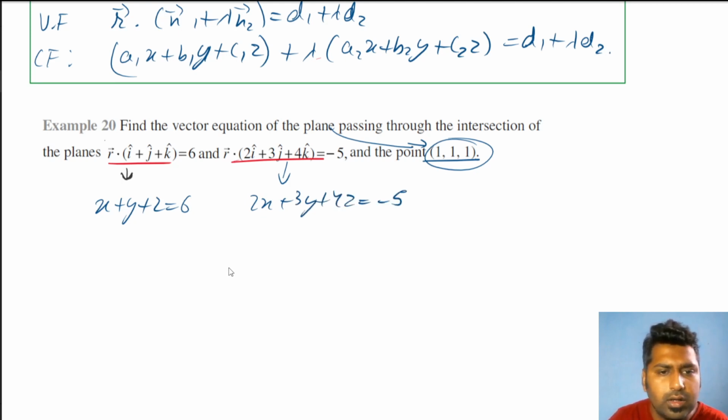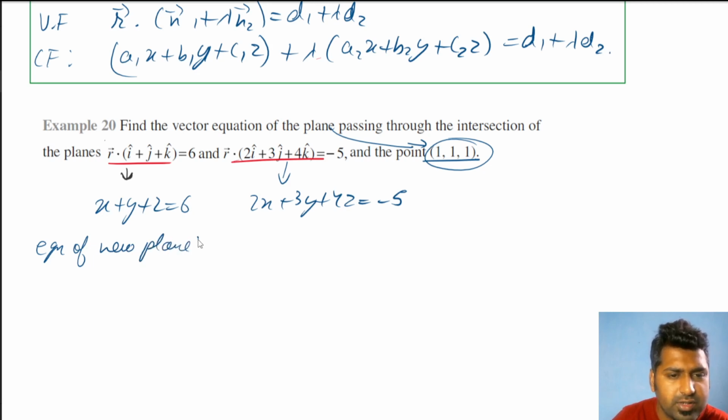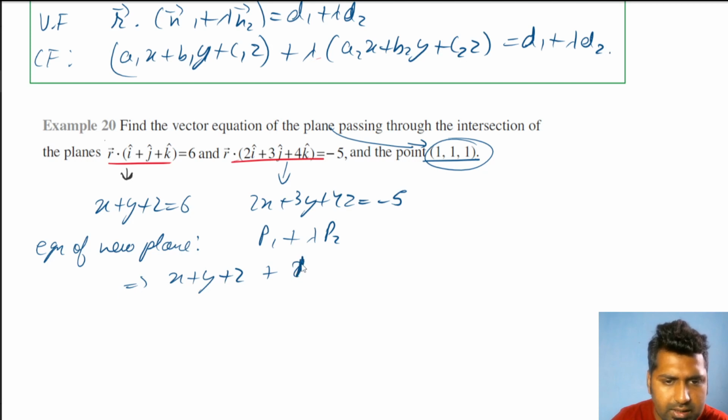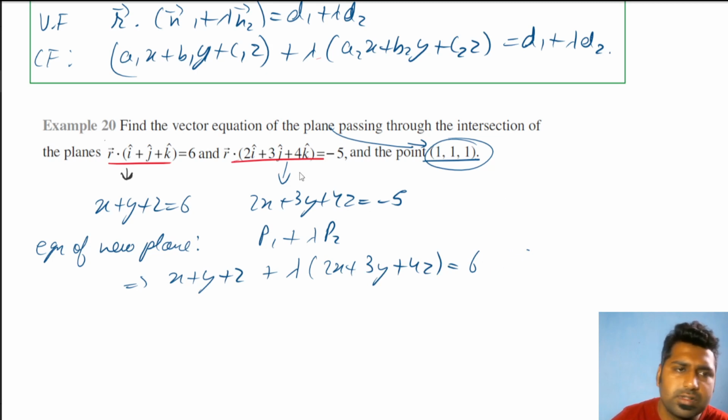Now, the equation of the new plane that is passing through the intersection. What was the idea? P1 plus lambda times P2. So let's put the values. P1 is x plus y plus z, plus lambda times P2, 2x plus 3y plus 4z, is equal to 6 for the first plane, plus lambda times minus 5. So basically minus 5 lambda.